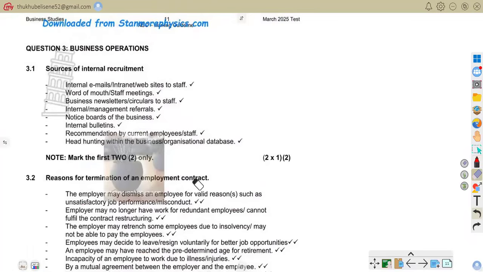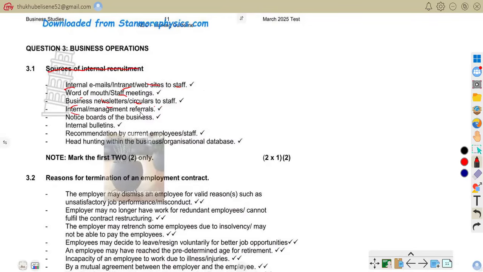So let us go to our answers for sources of internal recruitment. Here it talks of internal emails or intranet or websites to staff. For example, a job advertised on the company intranet. Word of mouth or staff meetings, for example, staff inform colleagues verbally. Business newsletters, circulars to staff. Newsletters, for example, vacancies announced internally.